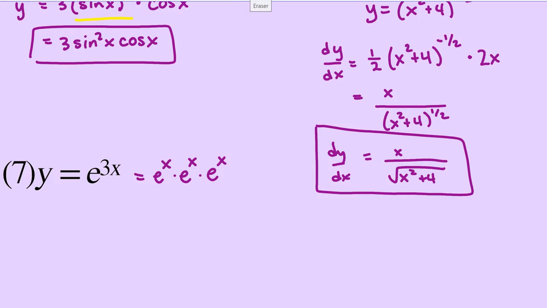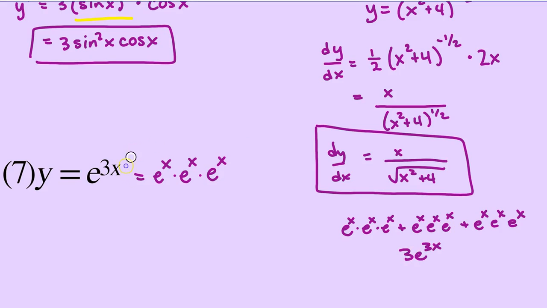What happened when we used the triple product rule is we did the first times the second times the derivative of the third plus the first times the third times the derivative of the second plus the derivative of the first times the second times the third, and when you simplify all that together you get 3e to the 3x. Maybe you remember that.